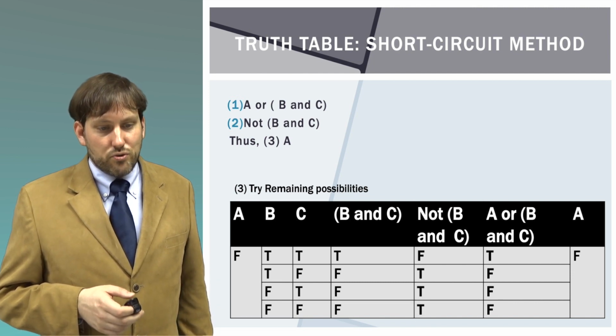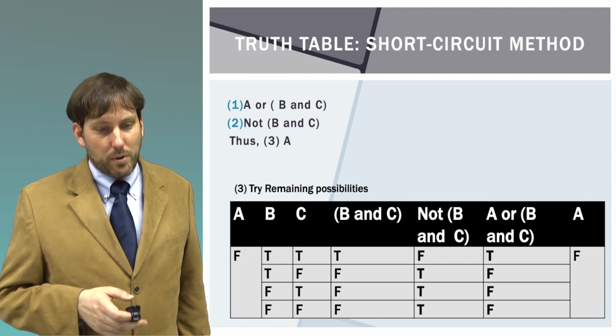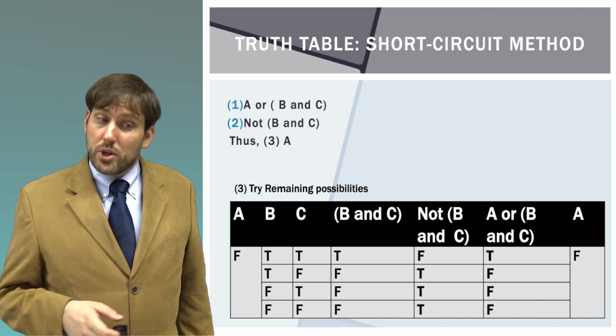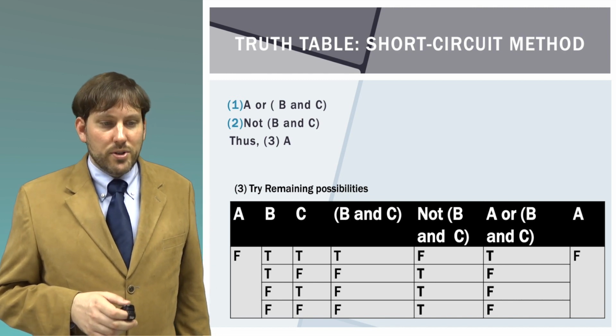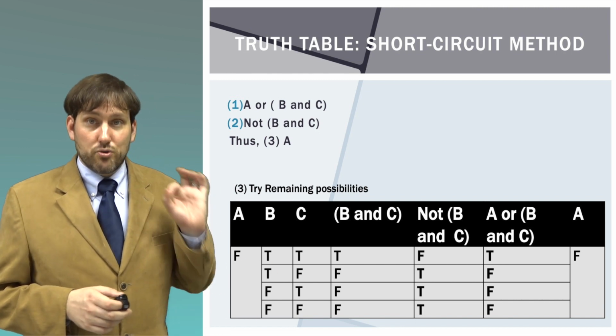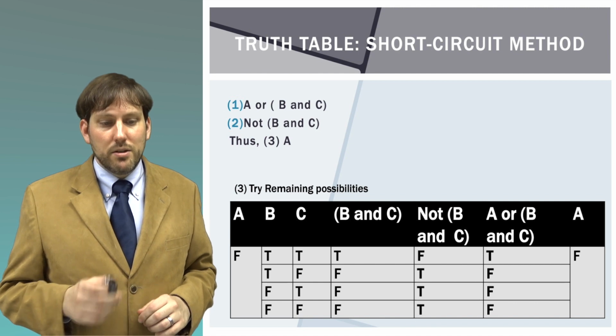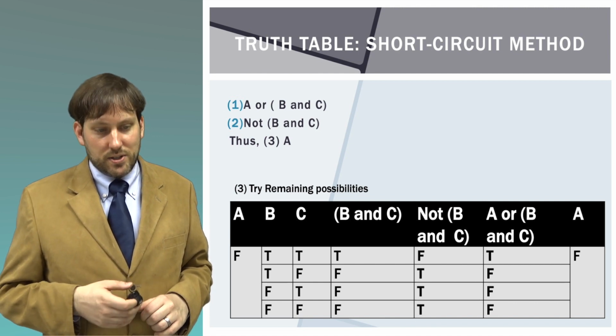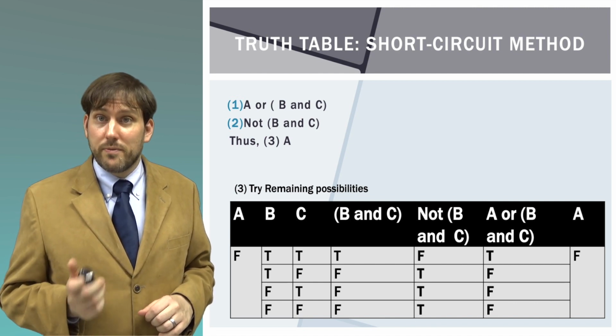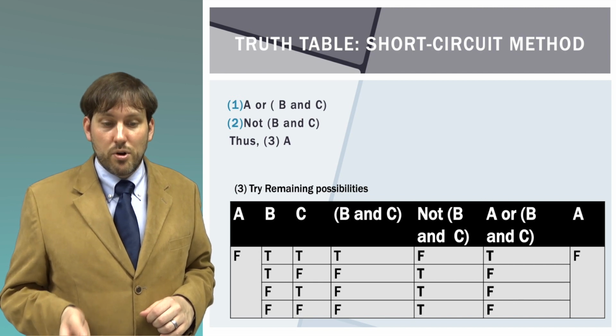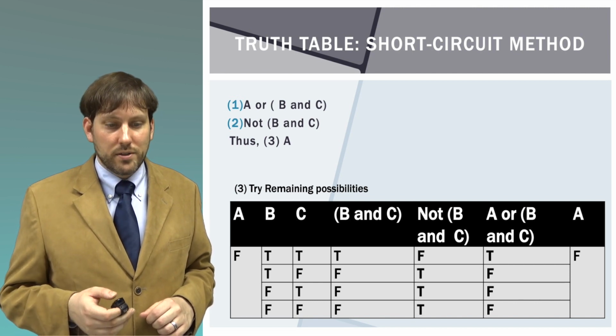If B and C is true, then we can check and see whether or not both of our premises are true. So the answer is going to be this. The premise A or B and C, we're going to make that true. That's fine. But if we do that, the premise not B and C is automatically going to be false. So this will show that this is a valid argument.